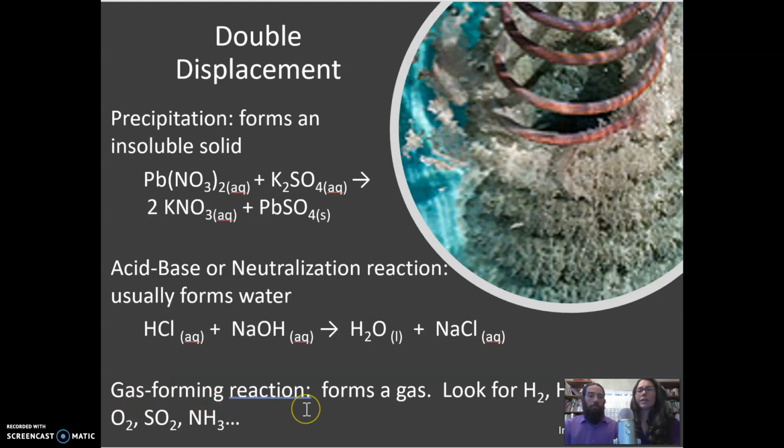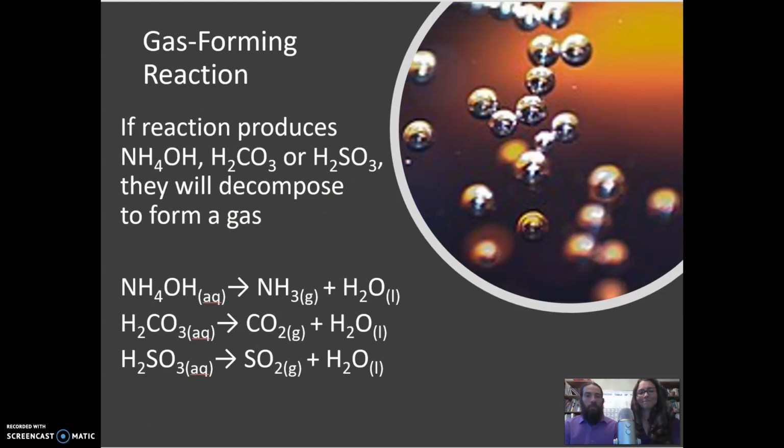And the last one is a gas-forming reaction. So this is forming a solid, forming a liquid, water, and then forming a gas. And there's some different gases to look for. You may not know that they're gases yet, but hydrogen gas, hydrogen sulfide, carbon dioxide, oxygen, we've got SO2, NH3. These are all gases. And they're the common ones. That's what you're probably going to most likely see. That's what you're going to encounter for sure.